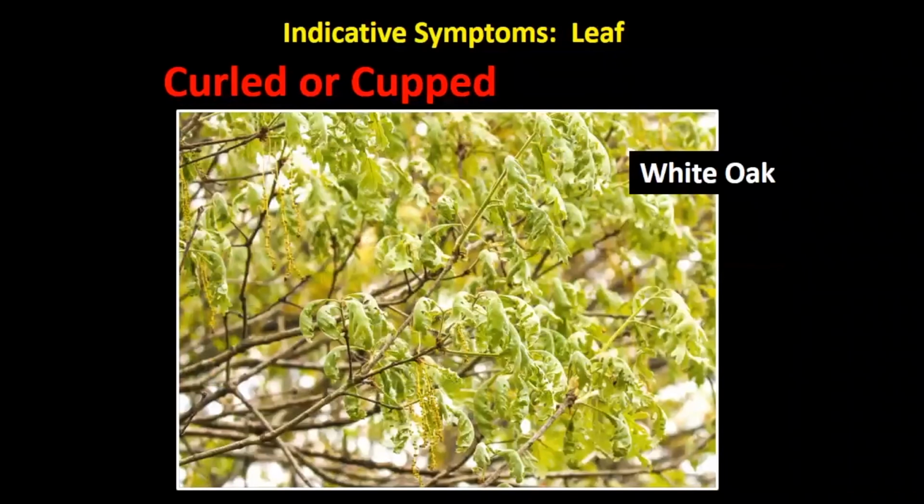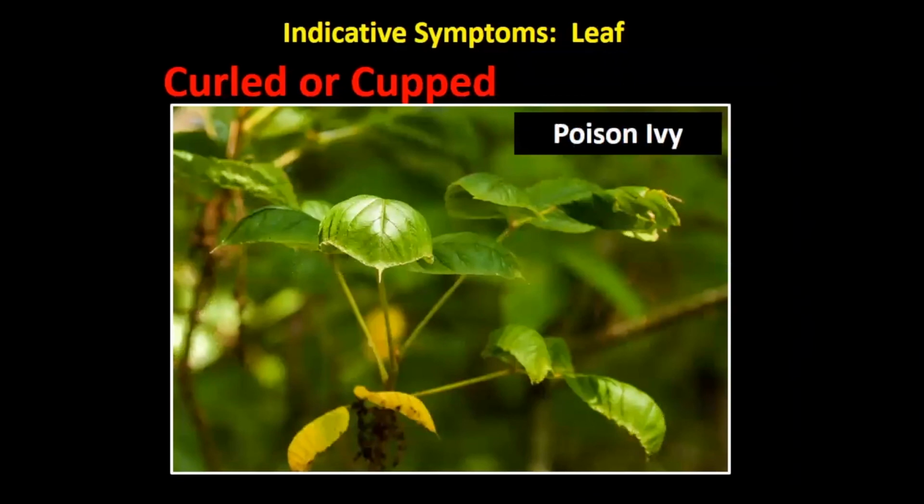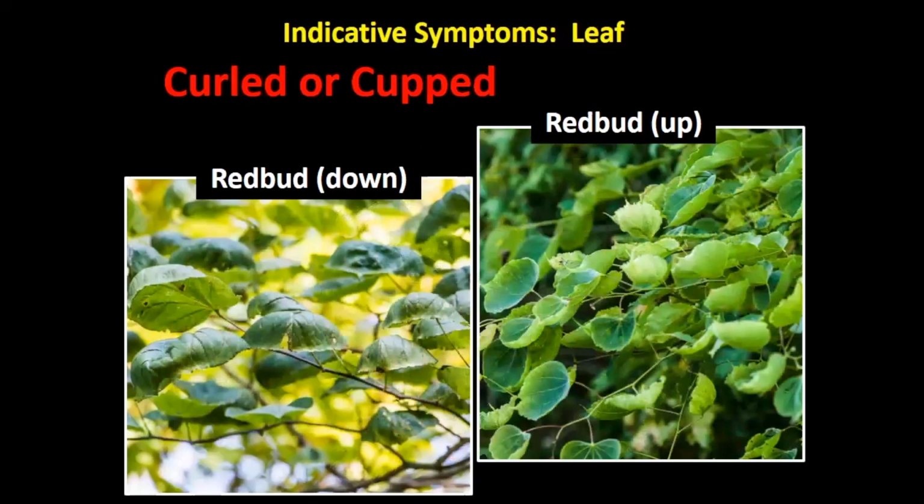Here's the same symptom in white oak. This is fairly young white oak. It's just emerging. The leaves are probably about 2/3 grown, and you can already see significantly curled and cupped leaves. Here are the same kind of symptoms on elm and on maple, to give you a feeling of what it looks like on those species. And poison ivy is a species that often shows these symptoms, and this is a moderate level of curling and cupping on poison ivy.